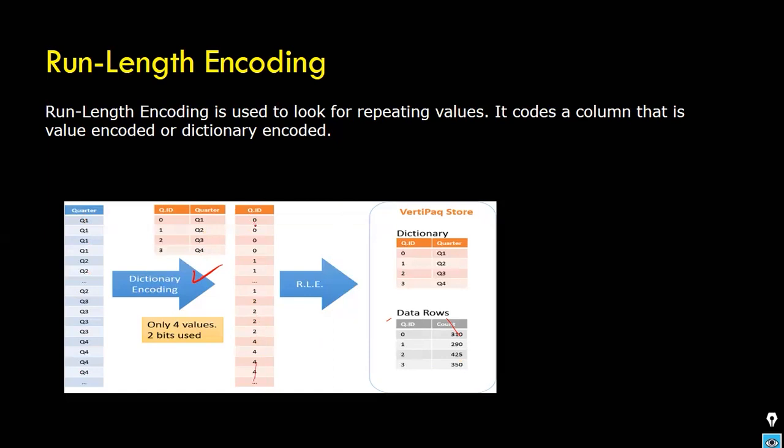Okay. Now what happens is, since it created the dictionary, for the index value 0, how many times does it occur? In this case, it has to go and do a lookup here, and this one will do a lookup here for how many times it occurs. So in this case, only 4 values, right? 0, 1, 2, 3, so 2 bits used. It saves a lot of space.